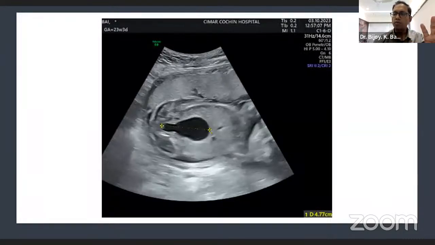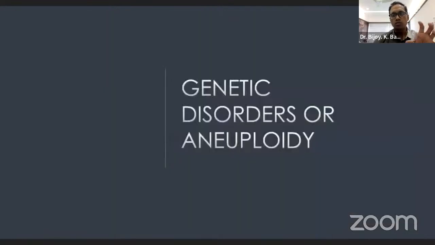Now, this was the easy part, because we know what these kidneys mean. We see a renal disease, we know this is exactly what we need to expect. But now the next group of renal disorders are where the problem arises, because this is a group of renal disorders which points towards a genetic disorder or aneuploidy, and they have a lot of overlapping features, which makes it very difficult for us to make that diagnosis on ultrasound.